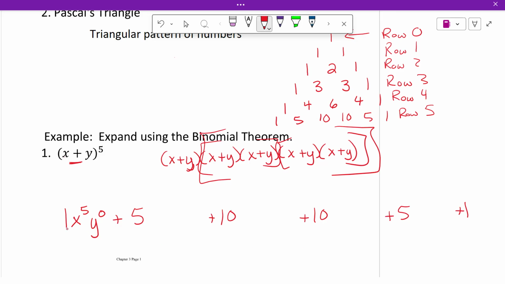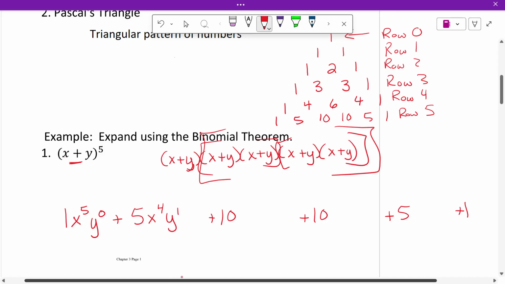Okay? So it's 1, x to the 5th, y to the 0. Then it's going to be 5. And then we drop the power by 1 on the x. And we add a power by 1 on the y. Drop a power by 1 on the x. Add a power by 1 on the y. And keep the pattern going.